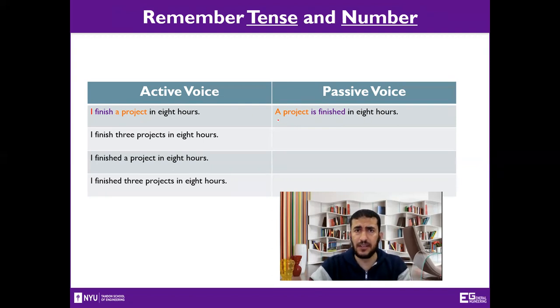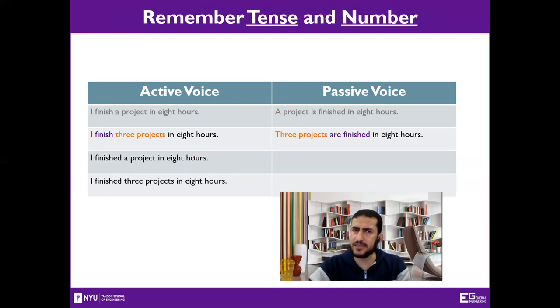Another example: I finish 3 projects in 8 hours. Also an active sentence in the present simple, and we have the object here, 3 projects. So we begin with the 3 projects. Because 3 projects is in plural form, we use are at present. 3 projects are finished. So 3 projects are finished in 8 hours.